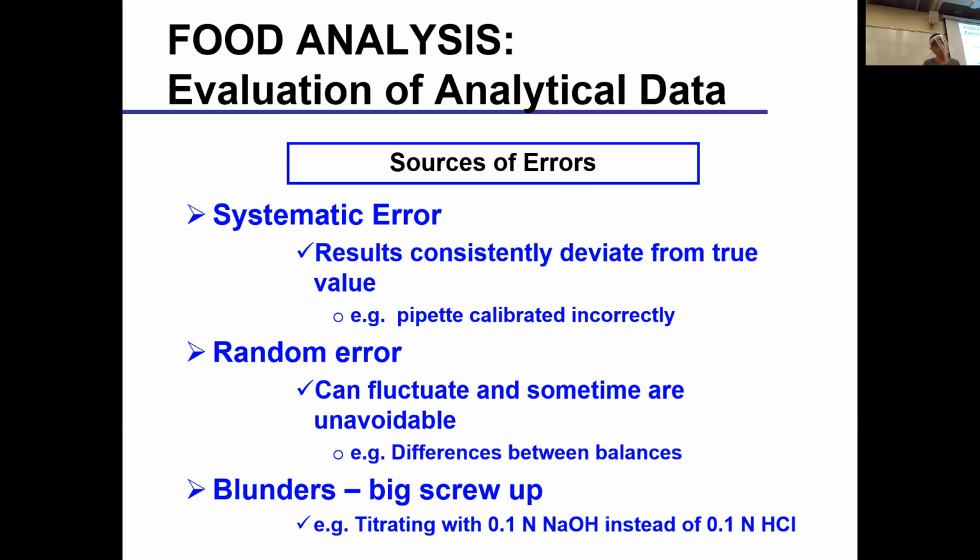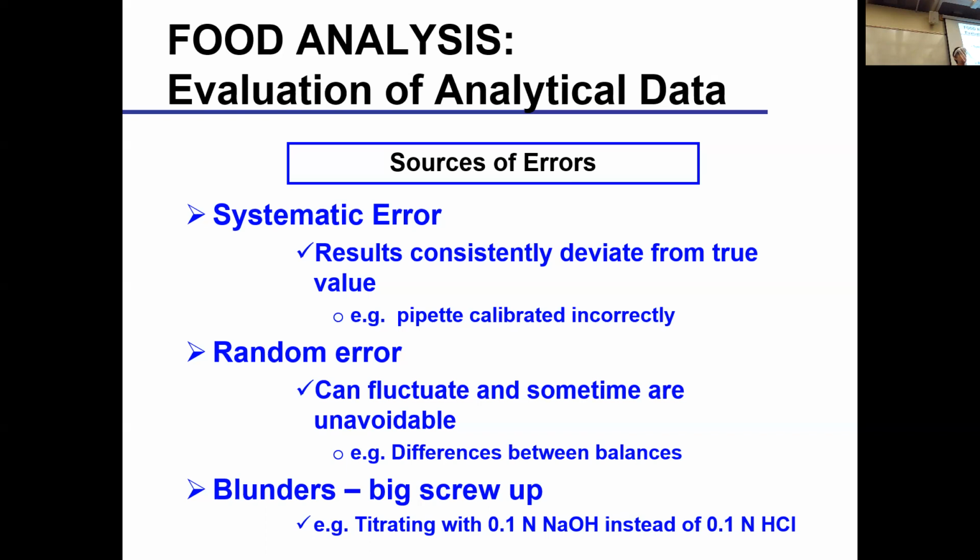Blunders, this is a unique category because you did a major mess up in this case. You're titrating and a student tells me, I'm titrating and I used all of the volume in my burette and no color change. First question I ask, what do you have in your burette? Are you titrating acid with an acid, or do you have the base in your burette? So that is a big blunder, using the wrong reagent.